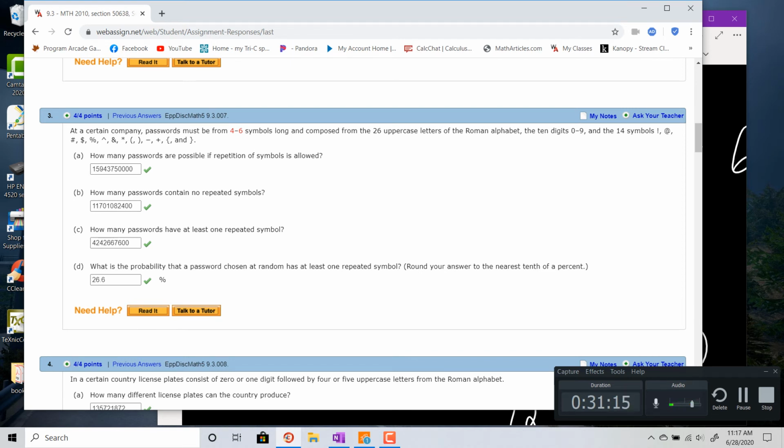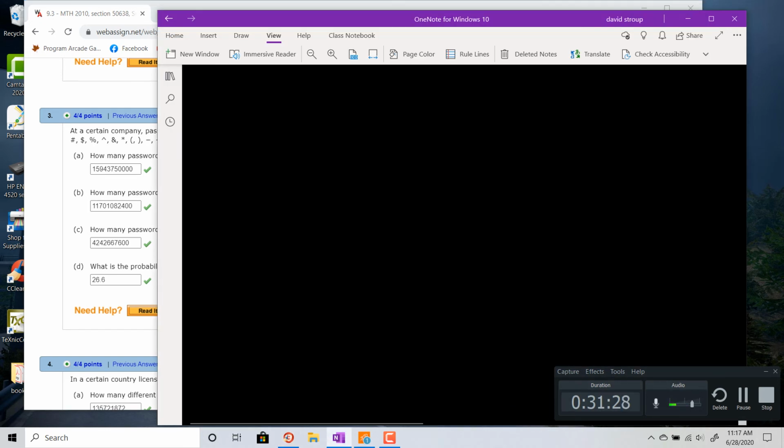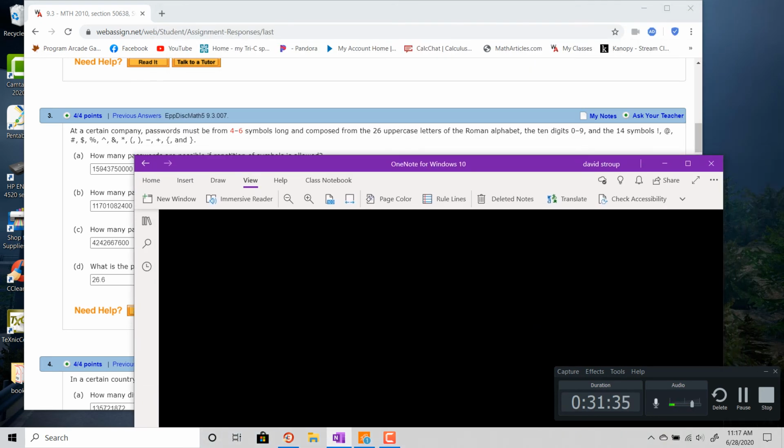So at a certain company, passwords must be from 4 to 6 symbols long, composed of 26 letters, 10 digits, and the 14 symbols. How many passwords are possible if repetition of symbols is allowed? Okay, so how many symbols in total do we have? There's 26 letters, then the 10 digits, and then the 14 symbols. So 6 plus 4 is 10, carry the 1, 1, 2, 3, 4, 5, 50.